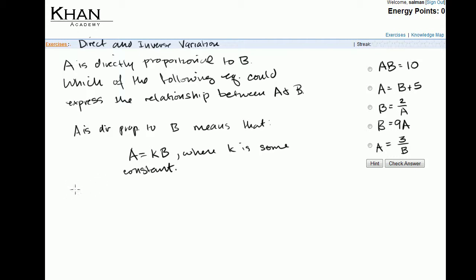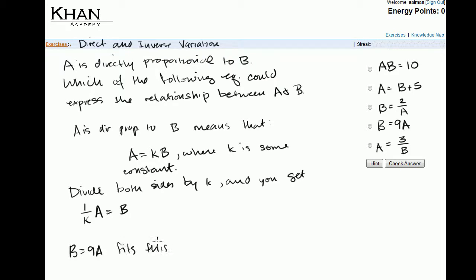But you could say, as the next hint, another way to think about it is, let me rewrite it this way, divide both sides by K, and you get 1 over K times A is equal to B. Then you could say the answer B is equal to 9A fits this pattern, where 9 is equal to 1 over K. And I encourage you, if you change the wording, to do whatever you think makes things most clear.